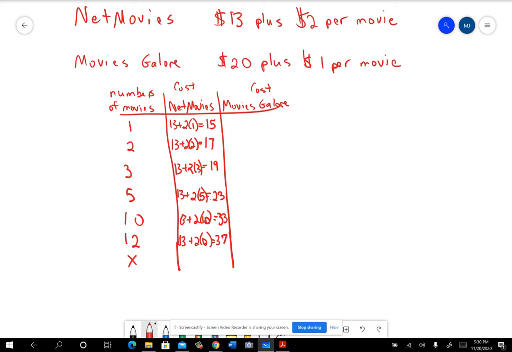Okay, so we were able to come up with what it would cost us at Net Movies, and we could do the same for Movies Galore. So Movies Galore, this one would be 20 plus 1, which is 21. This would be 20 plus 1 times 2, which would be 22. 20 plus $1 times the number of movies, 23. So we've done this before. This one was a little easier since each movie was just $1.